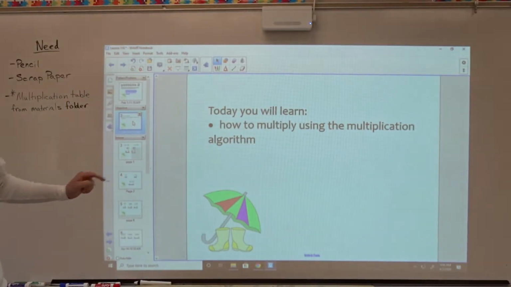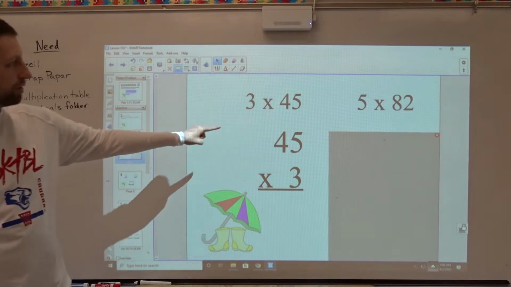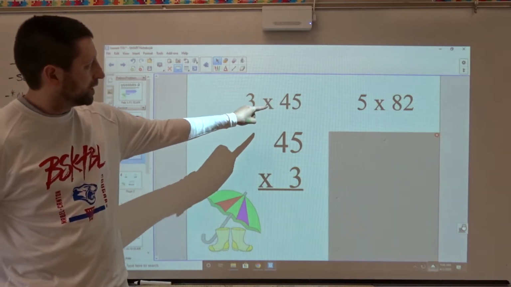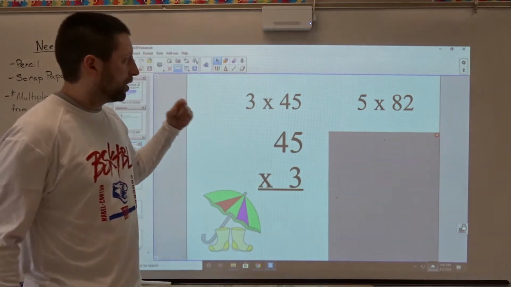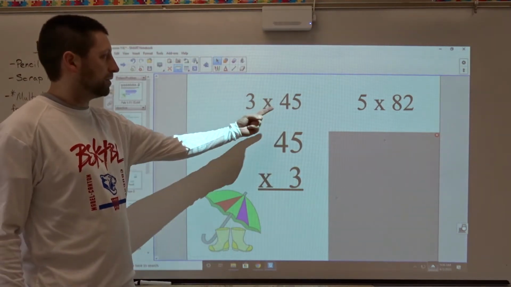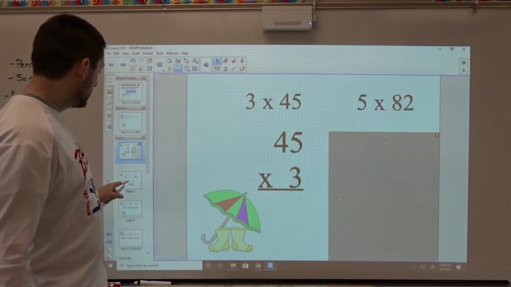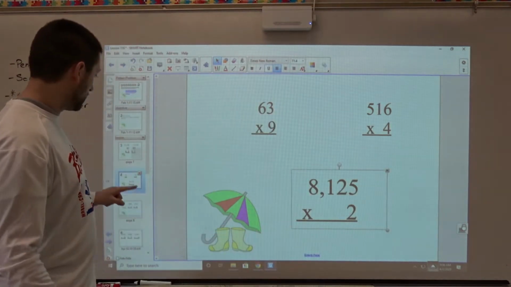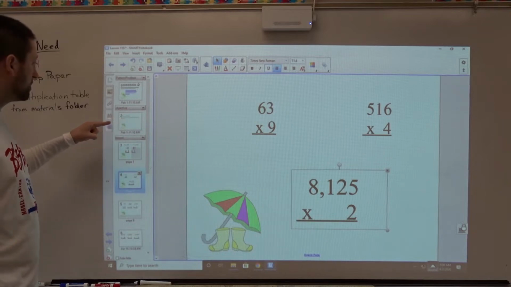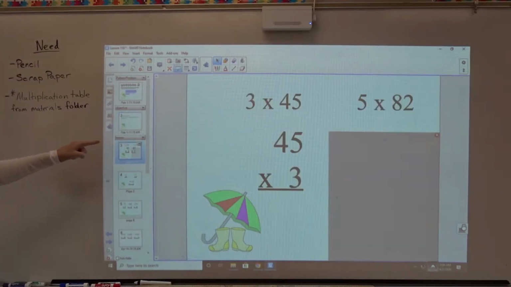That's a fancy way of saying we are going to multiply numbers like 3 times 45, 5 times 82. We're going to take a one-digit number and multiply it times a two-digit number, times a three-digit number, times a four-digit number. So I'll show you the steps that are involved with that.